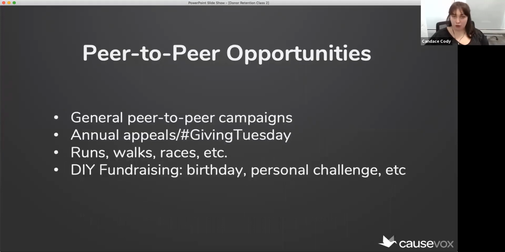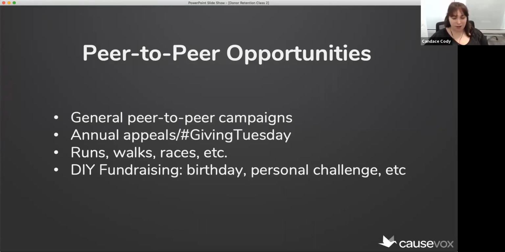There's a lot of opportunities for you to run peer-to-peer fundraising. So whether you just want to ask your board members, do a general peer-to-peer campaign, get board, staff, volunteers, really anyone else in your networks, including your donors, of course, to recruit them to do peer-to-peer. That's one way to do it.